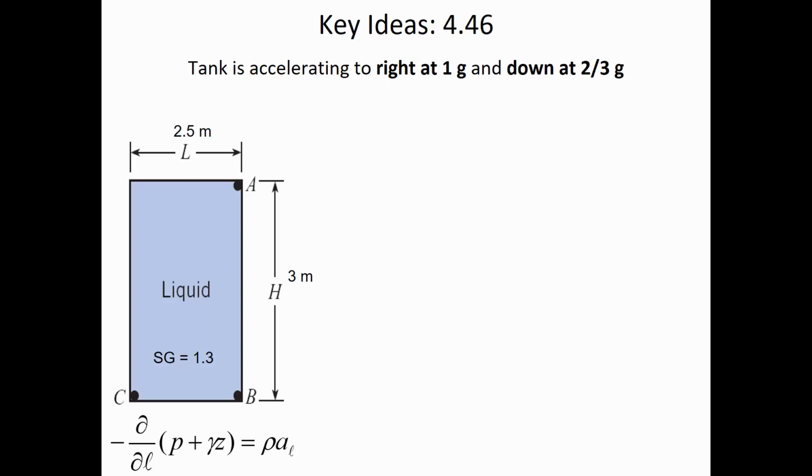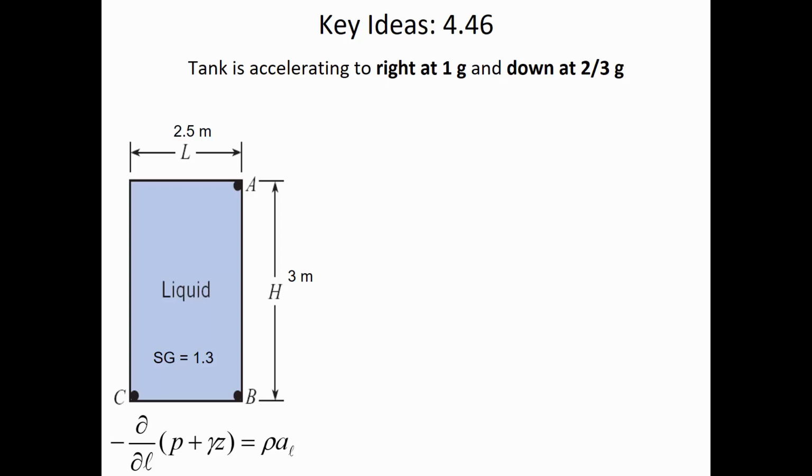Before we get into that, let me give you a couple of key idea hints on the assignment that's coming up. So one of the problems, problem 46, you have a tank of liquid that you'll notice is not water. So they've specified the specific gravity of this liquid. It looks like it's more dense than water. And it's accelerating to the right at 1 g and down at 2/3 g.